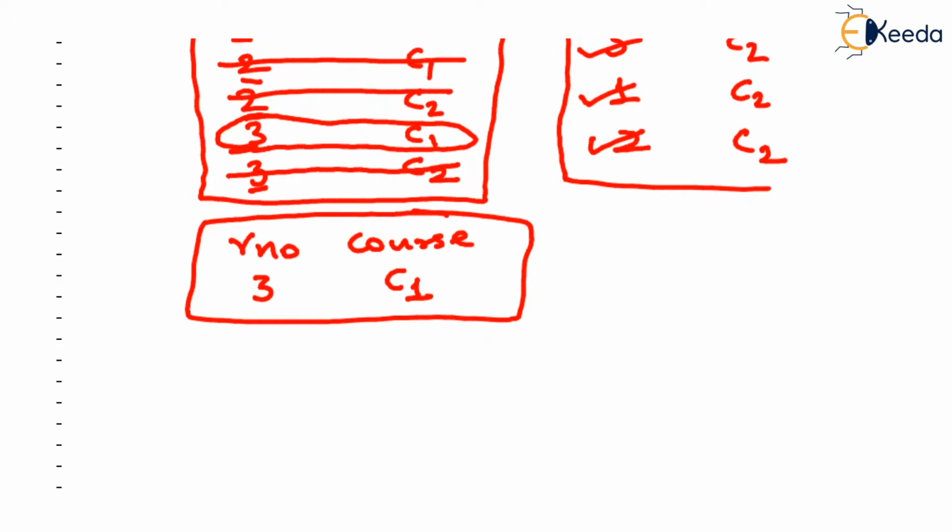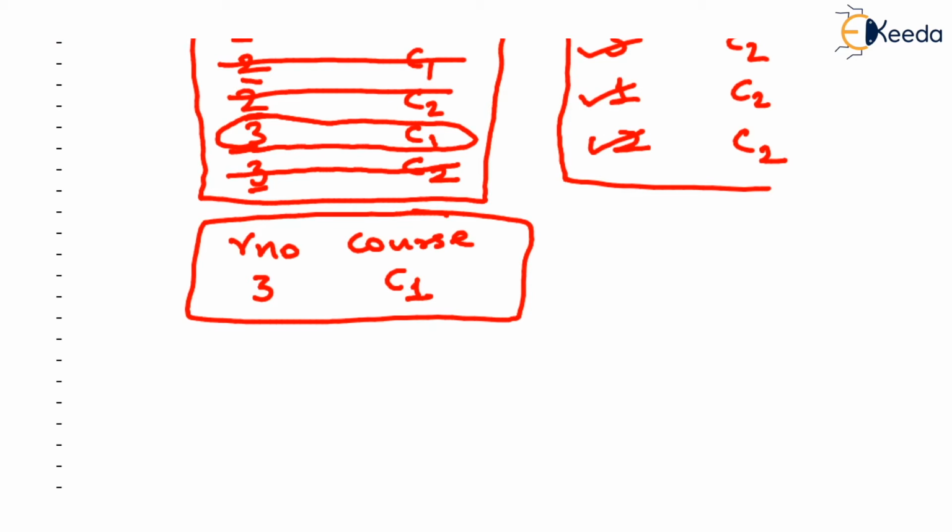Why was 1 and 2 not there in this final result? 1 and 2 was not there because 1 and 2 has taken all the courses. But 3 is there in this result because 3 has not taken all the courses. And which course has 3 not taken? Yes, C1. Okay.